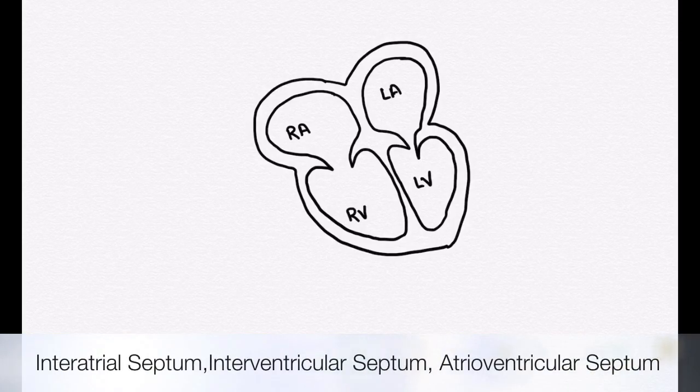So the human heart has got 4 chambers which are divided by septa. The 4 chambers are the right atrium, the right ventricle, left atrium and the left ventricle. The 2 atria are divided by the interatrial septum, the 2 ventricles are divided by the interventricular septum, and the atria and the ventricle are divided by the corresponding atrioventricular septum.